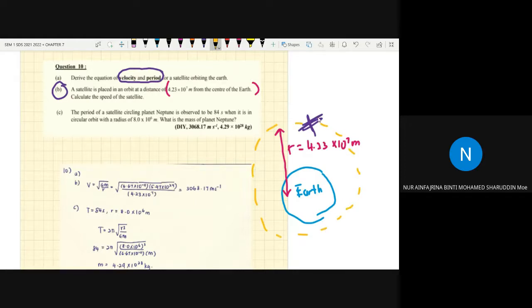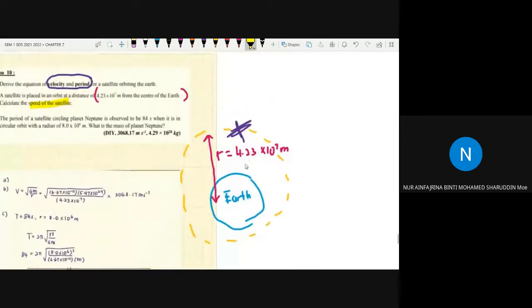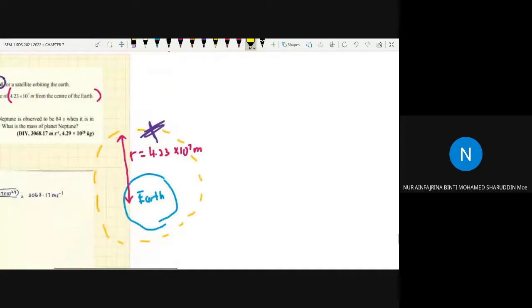Okay, then selepas itu dia kata calculate the speed of the satellite. Keywords dia adalah speed of satellite. Dia tak minta escape velocity tapi dia minta speed. So what you gonna do is awak masukkan je dalam formula ni.